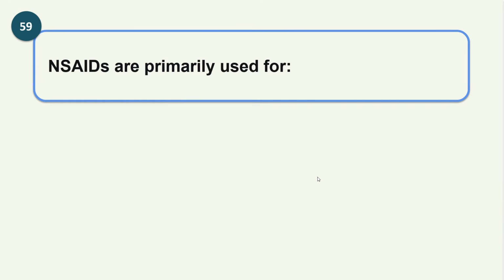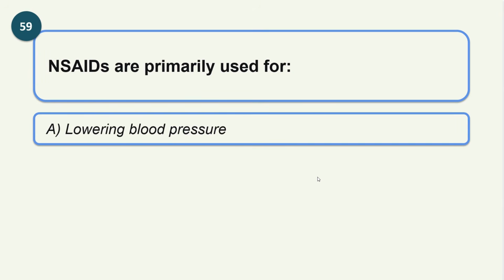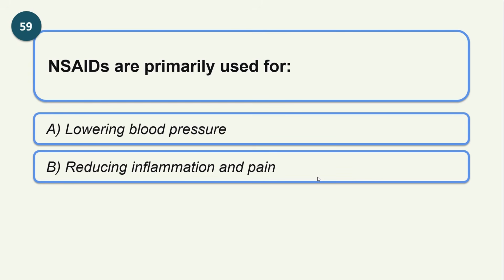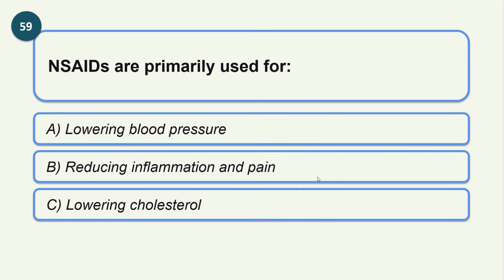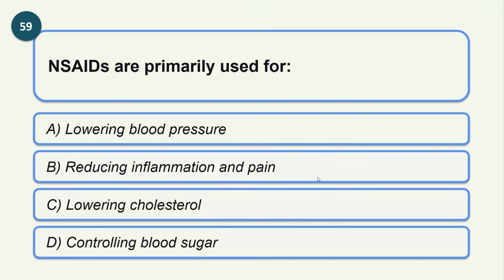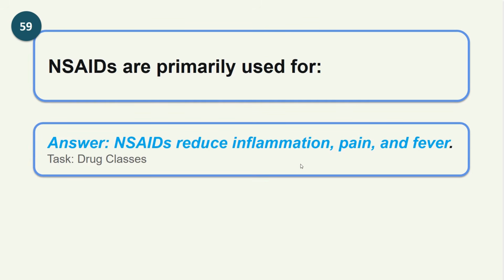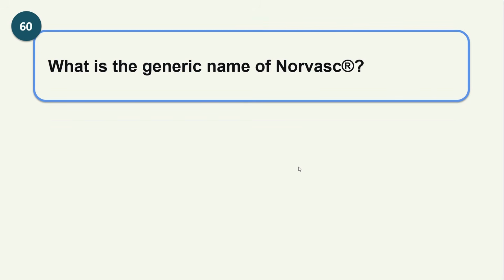Next, NSAIDs are primarily used for A. Lowering blood pressure, B. Reducing inflammation and pain, C. Lowering cholesterol, D. Controlling blood sugar. Correct answer is reducing inflammation and pain. NSAIDs are non-steroidal anti-inflammatory drugs, as the name tells you. They reduce inflammation, which is redness, swelling, and pain and fever. These are called anti-inflammatory drugs.